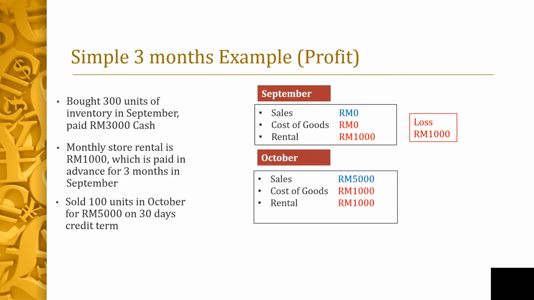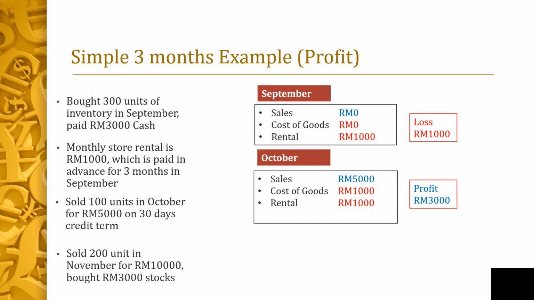That's right. We recognize the full amount you have sold and the cost of the 100 units for 1,000 ringgit at the same time. Rental remains at 1,000 ringgit. Yes, we make a 3,000 ringgit profit. Finally, November, we make another 10,000 ringgit sale and purchase 3,000 ringgit stock.